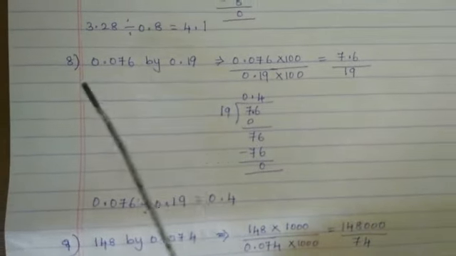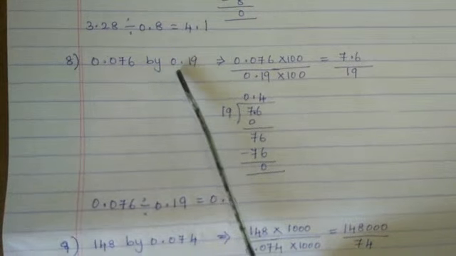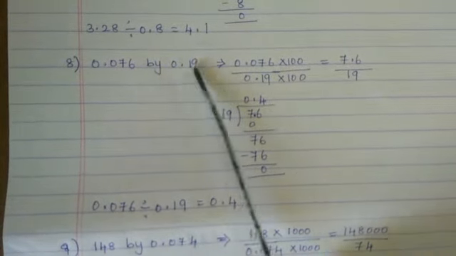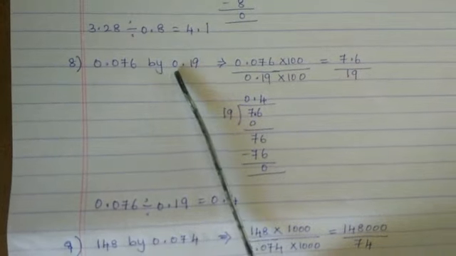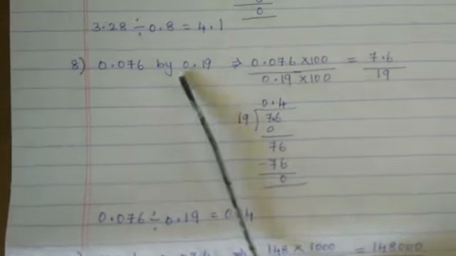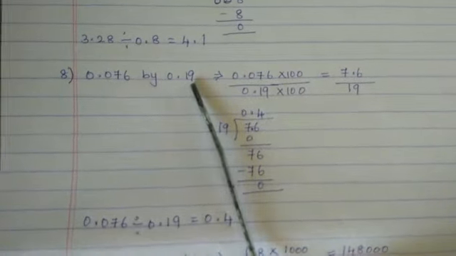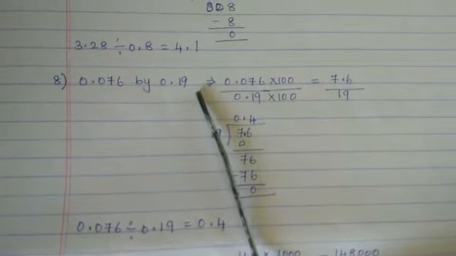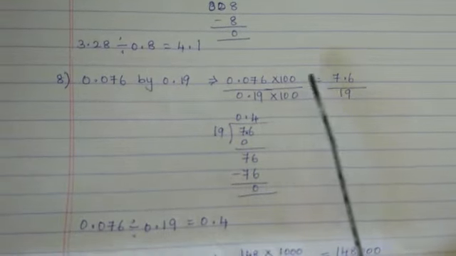One more example, see here, 0.076 by 0.19. Here the division is again decimal number by decimal number. Here you have to see the divisor only. The divisor contains the decimal point, so the first step is we convert this divisor into a whole number. Here the divisor contains 2 digits, so we multiply by 100.